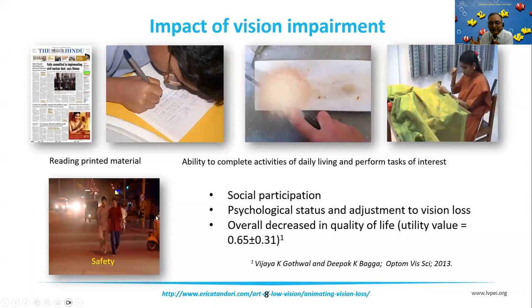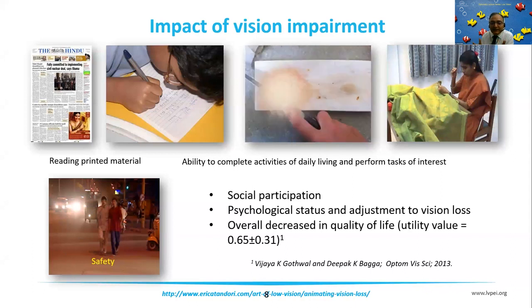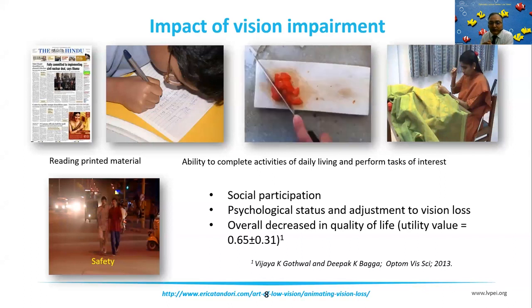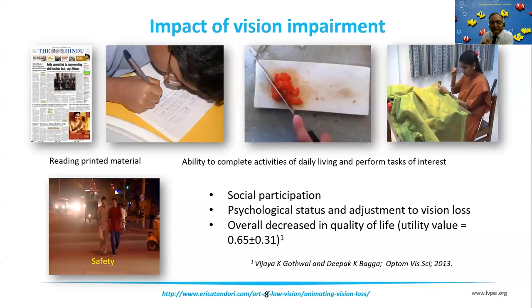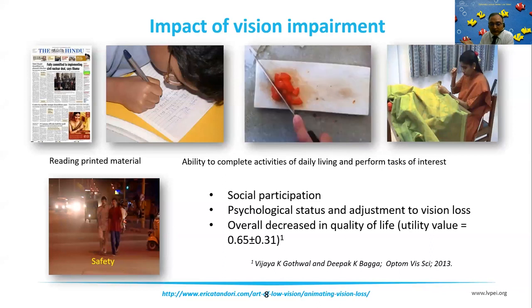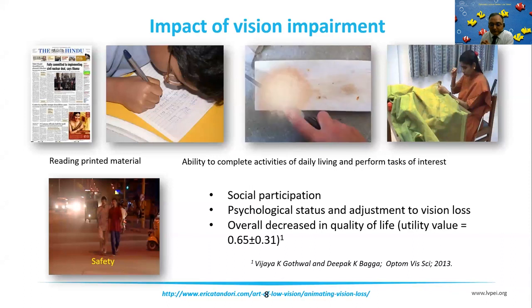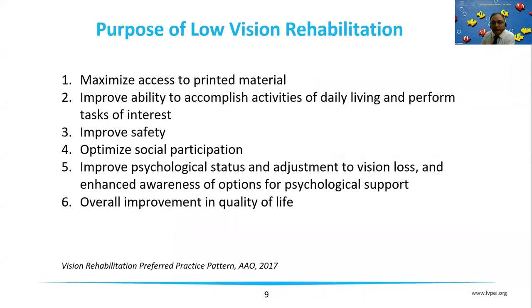So these functional areas may get affected, and because of restricted mobility, or if the safety is compromised, they may restrict themselves from attending social events. Social participation may be impacted. And when they come to the clinician and they get to hear there's no treatment for it, there's no intervention for it, and nothing more can be done, it affects their mental health, their emotional well-being, their psychological status. Adjustment to vision loss becomes difficult because there's no treatment possible, and nobody's trying to refer them to rehabilitation. And it impacts their overall quality of life. And that is what vision rehabilitation tries to focus on.